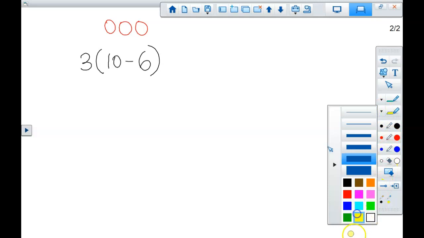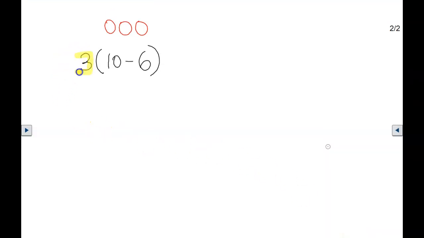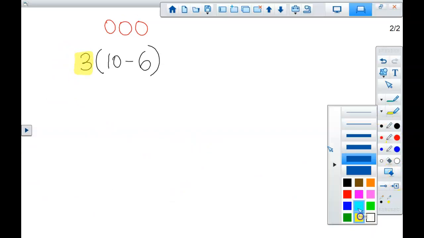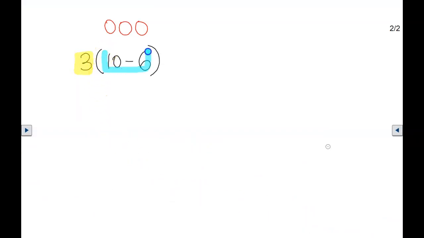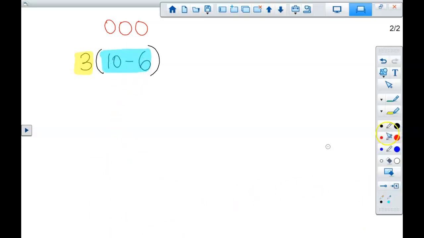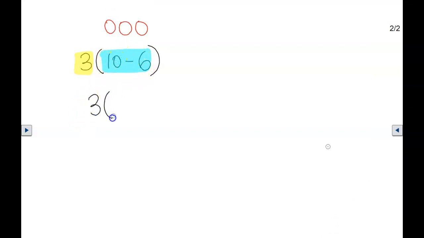And notice again what this problem says. It wants me to take the number 3, and it wants me to multiply that by the entire group, 10 minus 6. So if I follow the order of operations, it says that I'll do this group first. So I'll do 10 minus 6. 10 minus 6 is 4, so this becomes 3 times 4. And then 3 times 4, we know is 12. So we have a value of 12.